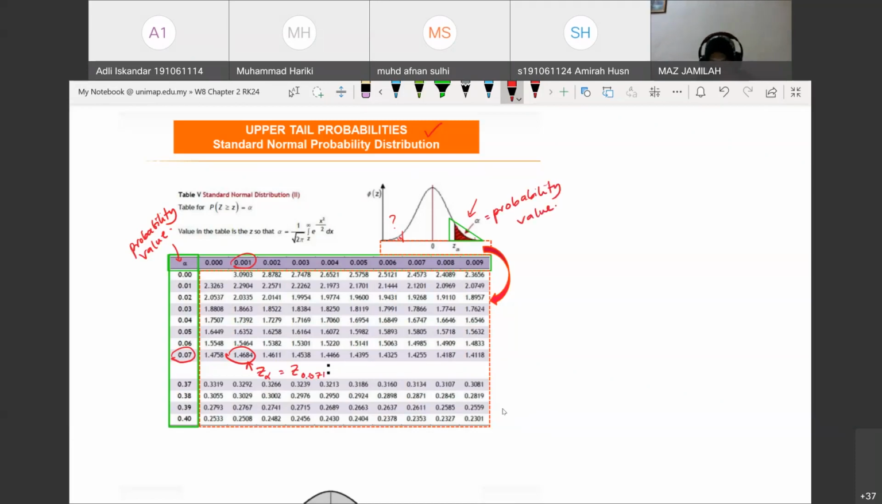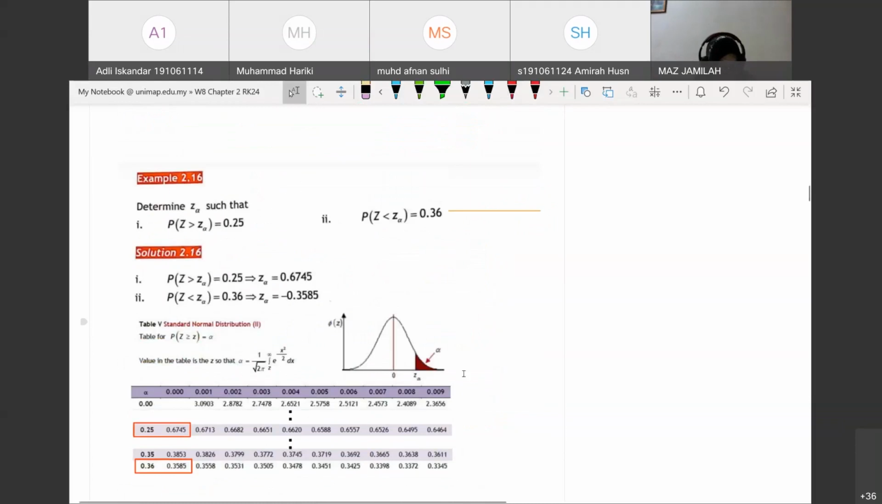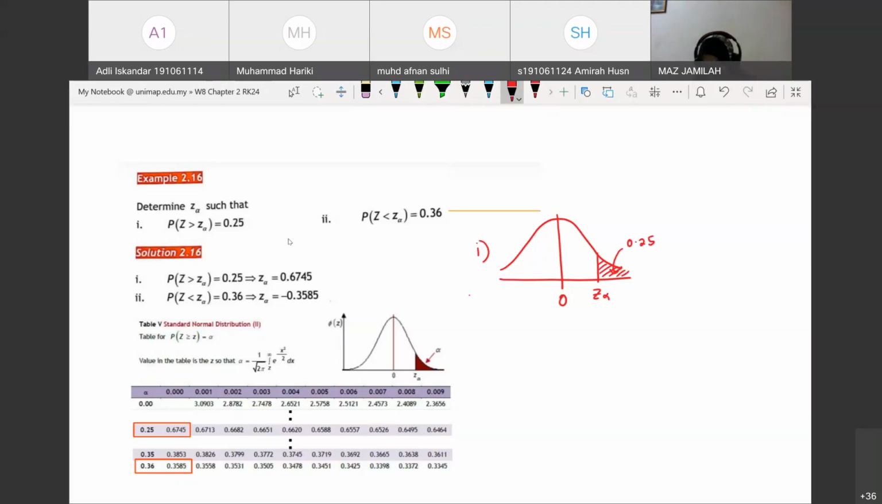Now, in what kind of situation do we need to use these upper tail probabilities? For example, determine Z alpha such that the probability of Z greater than Z alpha is 0.25. In this case, if I were to jot it down in terms of your upper tail distribution, we know that we are talking about the standard normal, so the mean is 0. Your Z alpha is here, where the probability value is 0.25.